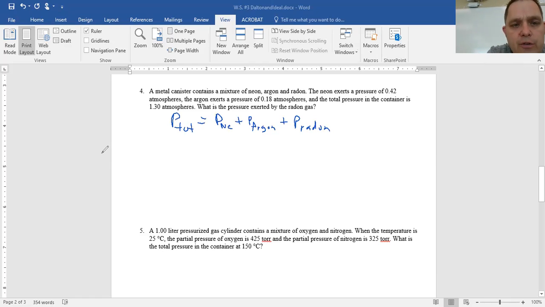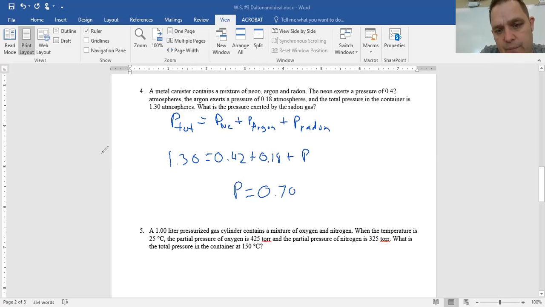So here we know the total pressure, 1.30. It tells us the pressure of neon, 0.24. It also tells us argon, 0.18. So we just gotta do some math here to find that. So we can add those two up and minus it. And this one, we get a pressure for radon of 0.88. And it's atmosphere, so a good label would be ATM. All right. Pretty quick and painless, number 3 and 4. Let's move on to number 5.